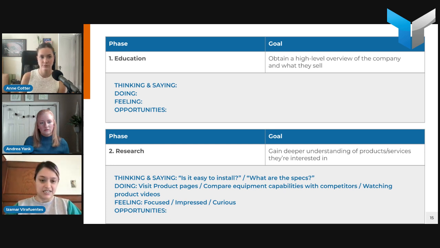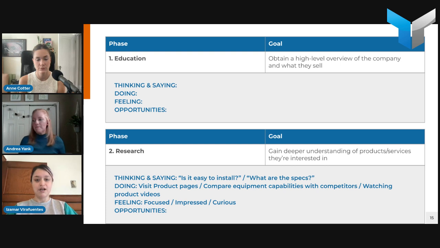And then things they're doing: they could be visiting product pages, comparing your product capabilities with another company's product capabilities, or watching product videos. They're feeling focused. They're impressed by your equipment. They're also curious to see other options they probably didn't even think about, if you offer new solutions they hadn't considered.